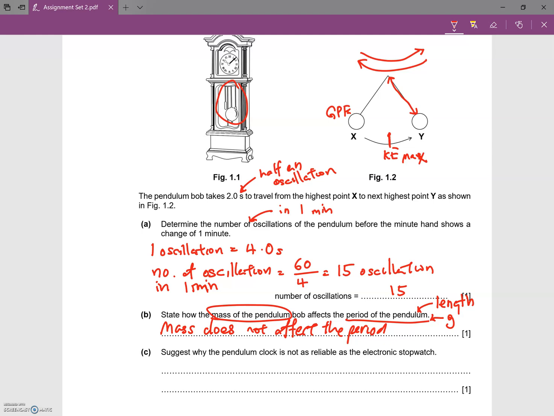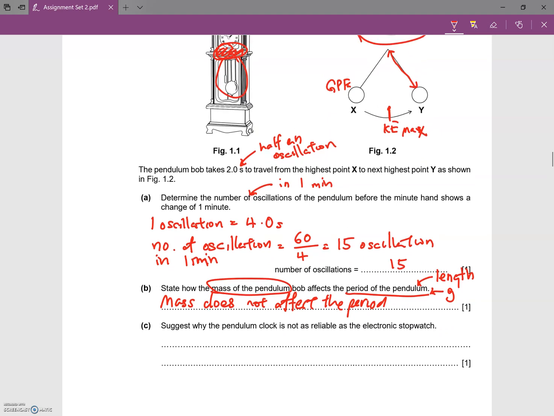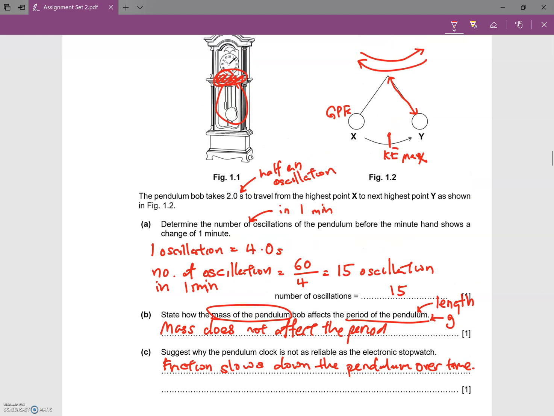But as we know, in real life, the energy will never be just between GPE and KE because there are moving parts. At the grandfather clock here, there are moving parts over at this part. So what's going to happen here is friction, because the moving parts cause friction. So friction will slow down the pendulum over time. Okay, so this is for question 1.